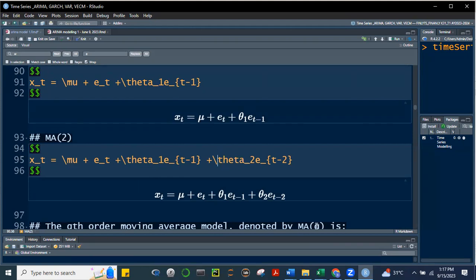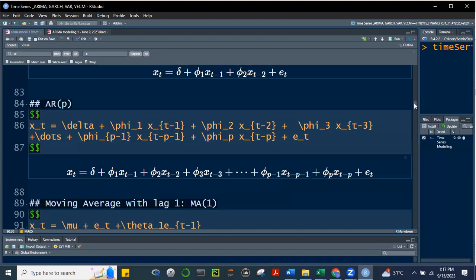And then we also have MA2, which is, again, the constant plus your error term plus lag 1 error term plus lag 2 error term with their coefficients. There are also parameter requirements as far as the values of theta1 and theta2. For example, theta1 and theta2 cannot be more than 1. Okay? They cannot be more than 1. And also, there are requirements as far as the sum of the coefficients. We'll discuss that as we go along.